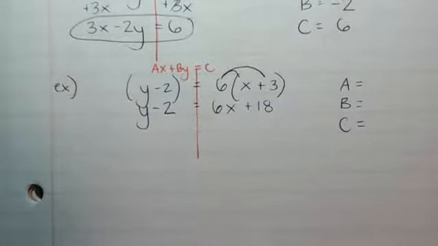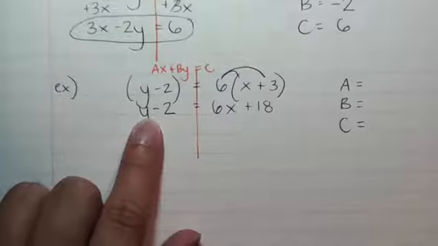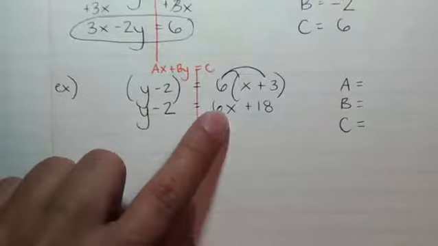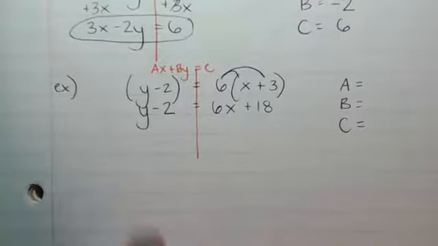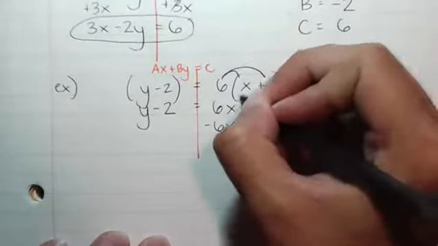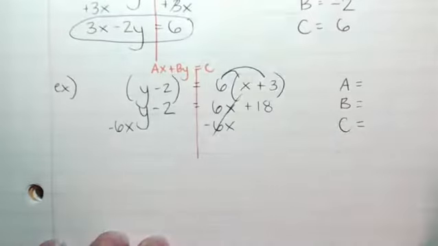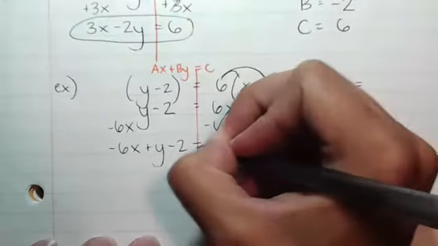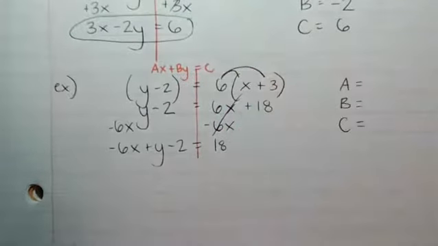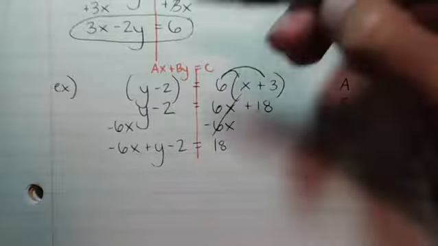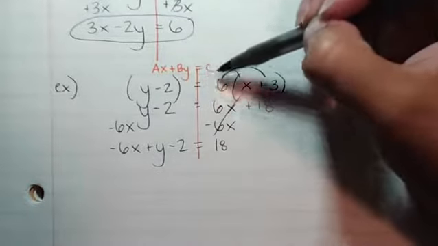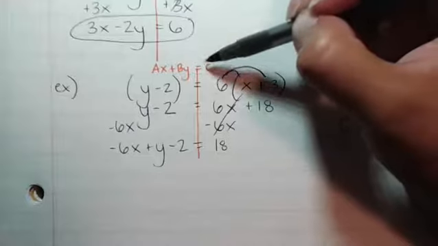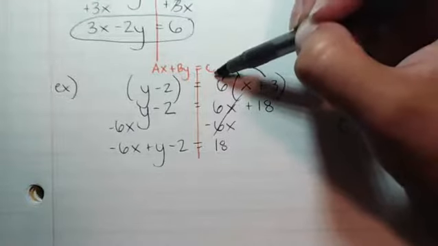So again, what I want to do here is just get this into standard form. So I notice that my y is already on the left side. My x is on the right side, so let's get the ax over here. So I'm going to subtract 6x on both sides, which leaves me with negative 6x plus y minus 2 is equal to 18. Now, if you notice, this c doesn't have a variable. It doesn't have an x or a y. So that means my number, my constant, should just be on the right side.